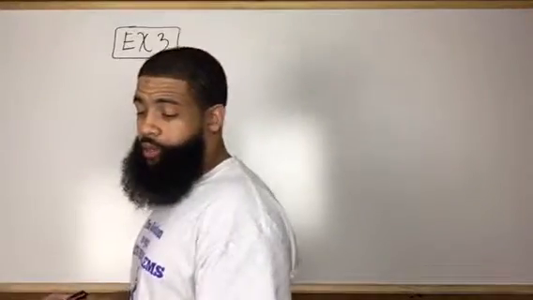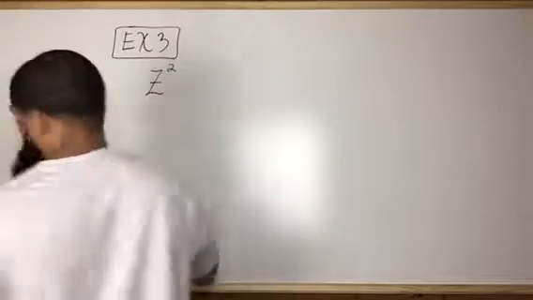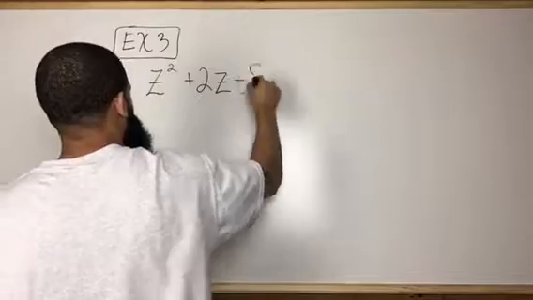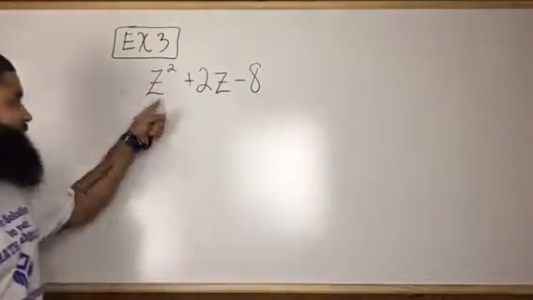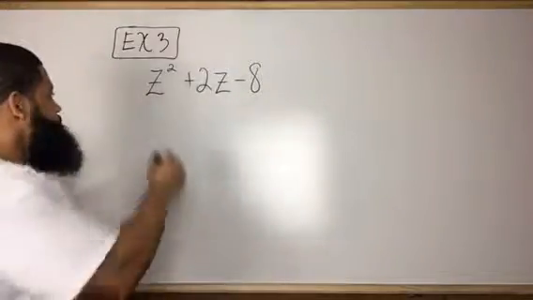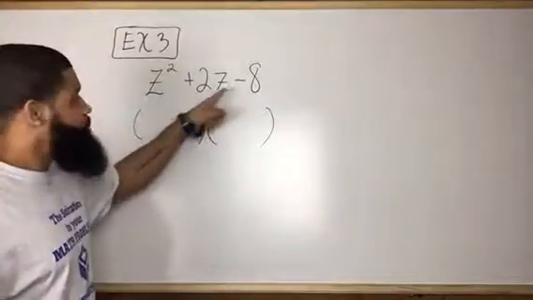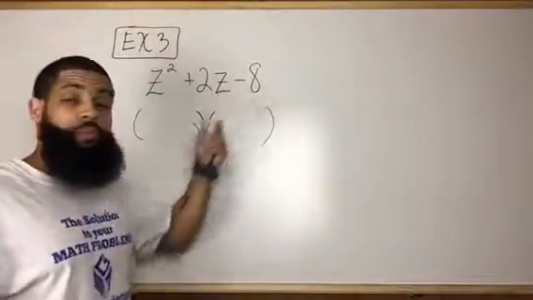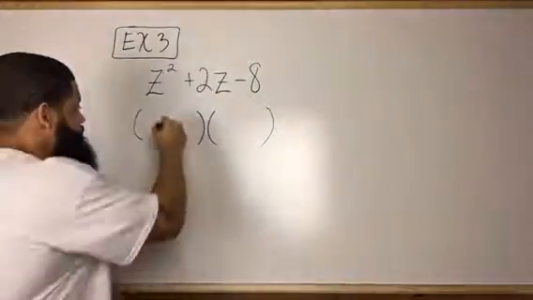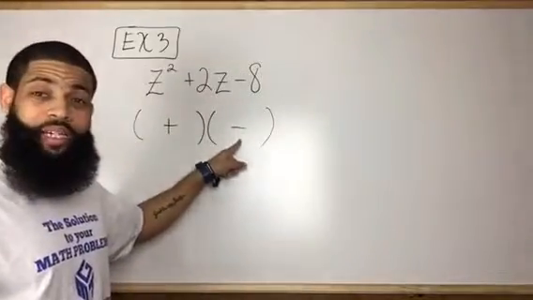And let's say we have z squared plus 2z minus 8. All right, that's a z. It looks weird, but just to make sure that you can tell the difference, that's a z. So notice that B is positive, but C is negative. And whenever we multiply, in order to get a negative number, the signs have to be different. So that tells me that here in my parentheses, I need to have a plus sign and a minus sign.